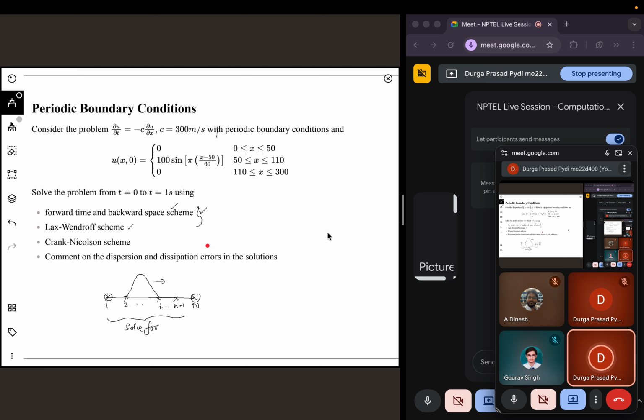Which one of them will have dispersion? We didn't actually discuss the Crank-Nicolson method, but the idea is the same. You do the Taylor series expansion and you see whether the truncation error has an even derivative. If it has even derivatives other than the governing equation, then that particular scheme is going to give us the dissipation errors. If it has odd derivatives, then that is going to give me dispersion errors.